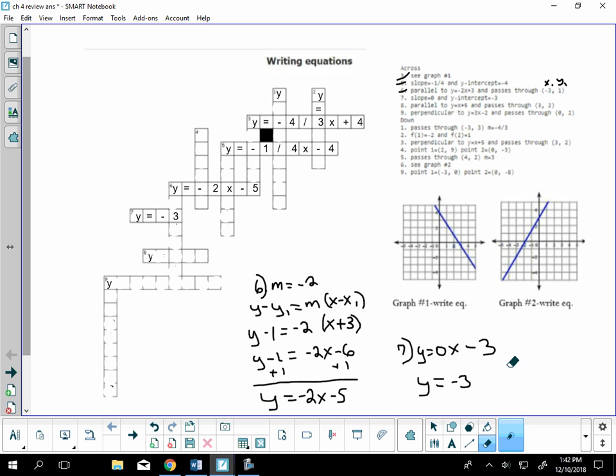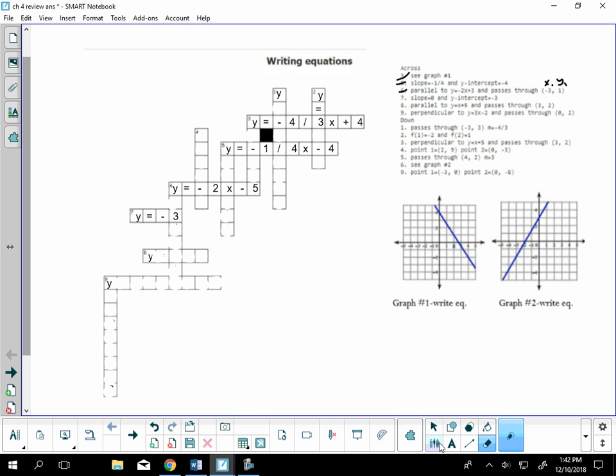All right. I'm going to go ahead and erase what I have just so that I can get a little bit more room. 8 across. Parallel to y equals x plus 5. So if it is parallel, it has the same slope. And I know that says y equals x. Hopefully everybody knows that if you just have an x, it's understood that you have one of them, so your coefficient is 1. And it passes through the point 3, 2.